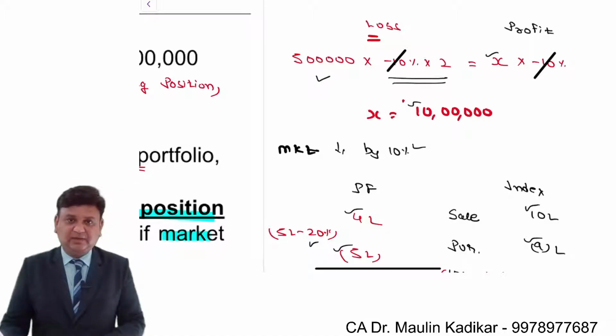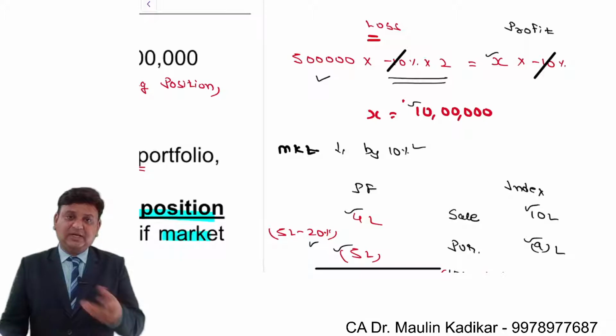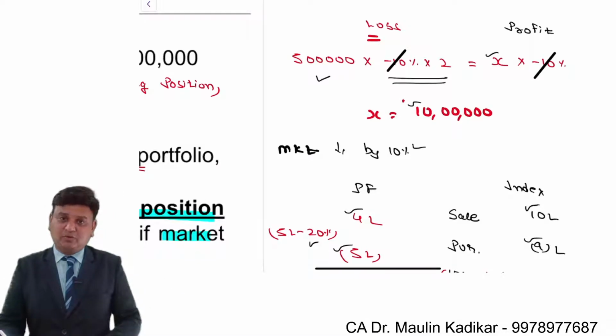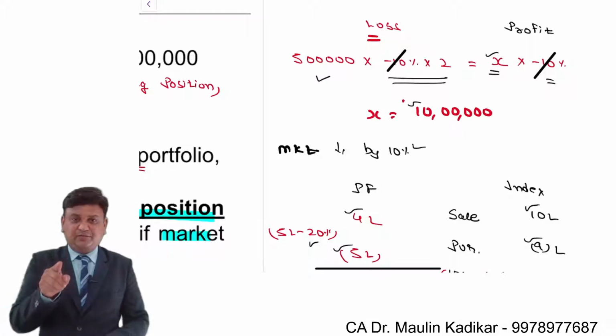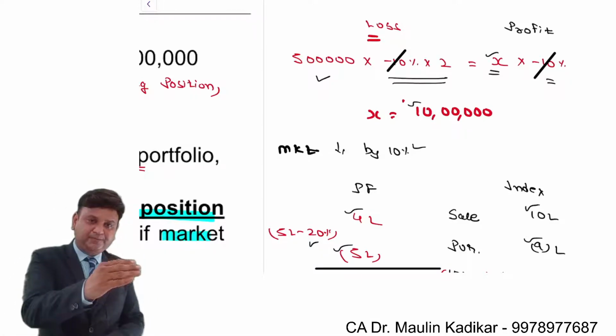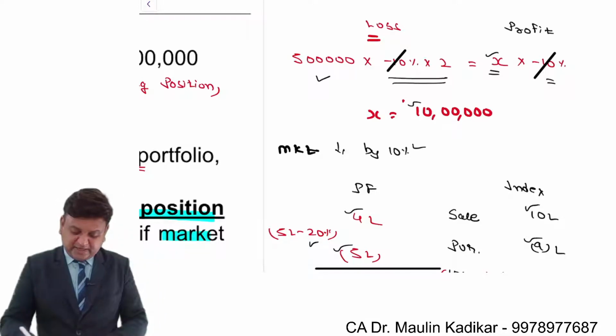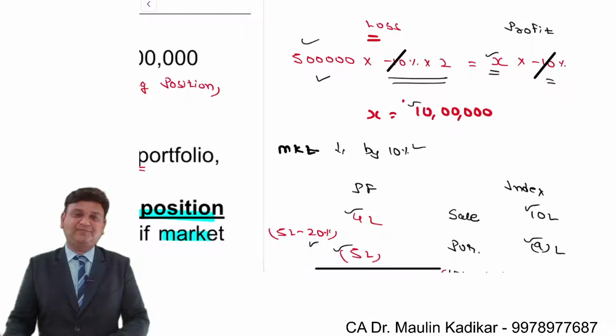5 lakhs into 20%. Why? Because I am expecting a loss of 20% in my portfolio. This should be recovered with the index trading. So in the index, the amount of profit that I should be able to make is equal to this amount of loss. So X is the amount for which the futures transaction has been entered into, times negative 10%. Why? Because whatever the future index value prevailing right now, I will sell, and I will sell for such an amount that it will be able to recover the loss which I have right now. So this is the way the amount of the futures contract can be calculated.